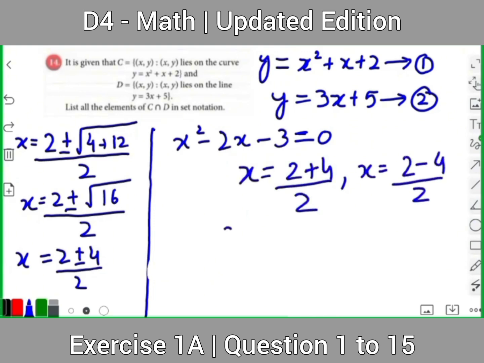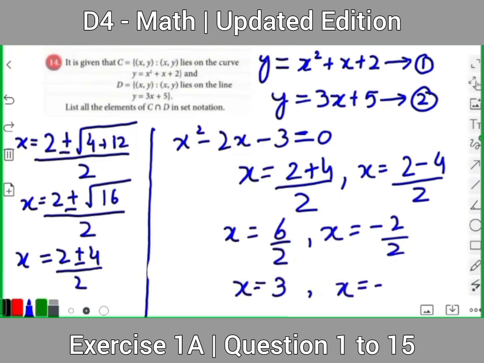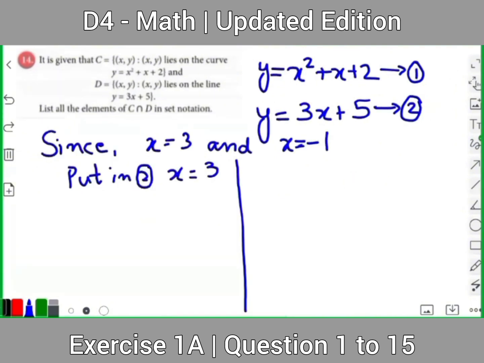Here we have 6 over 2 and minus 2 over 2. And so the first value is x equals 3. The second one is x equals minus 1. So we get the two values of x: x equals 3 and x equals minus 1. Now just put these values of x one by one into equation 2, and we will get the values of y, since x equals 3 and x equals minus 1.